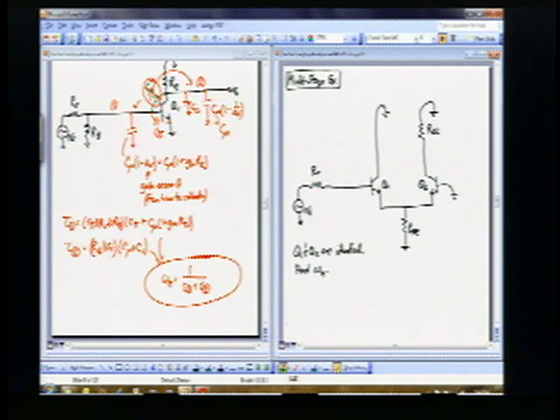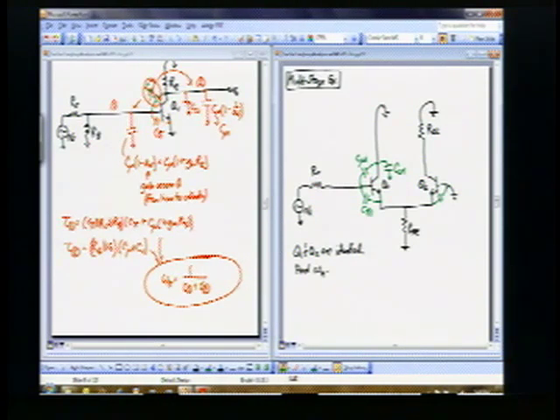Capacitors associated with Q1. So I'm going to have a C pi 1, and I'm going to have a C mu 1 connecting base to collector. And finally, I'm going to have my CCS, my collector to substrate capacitance. And I'll have the same kinds of capacitors for Q2.